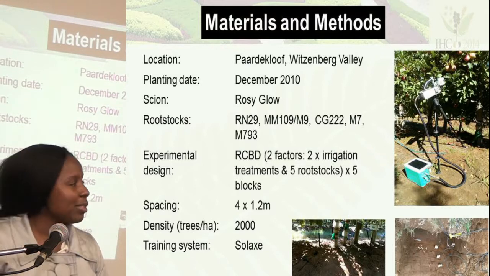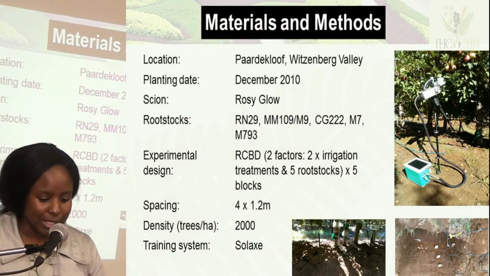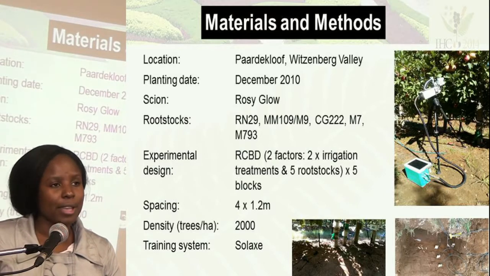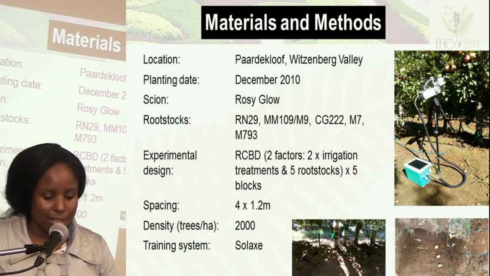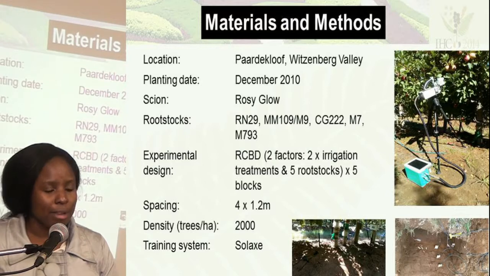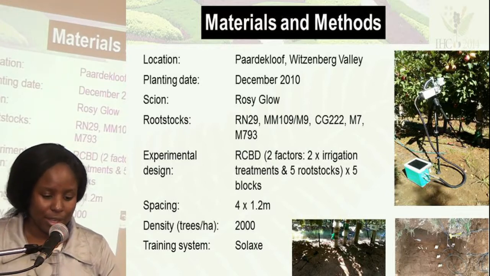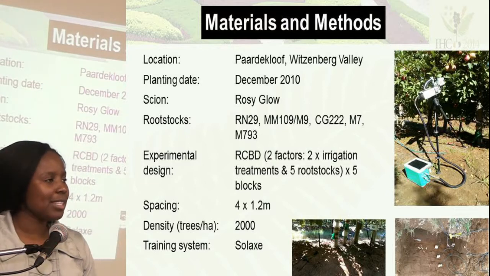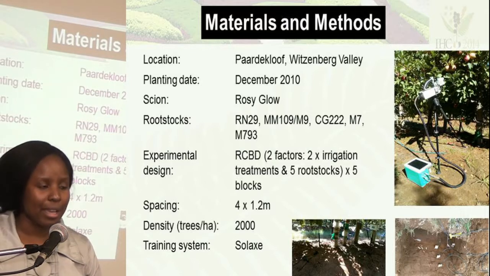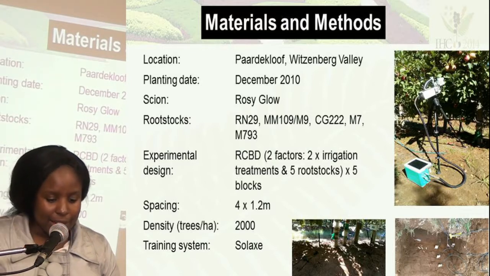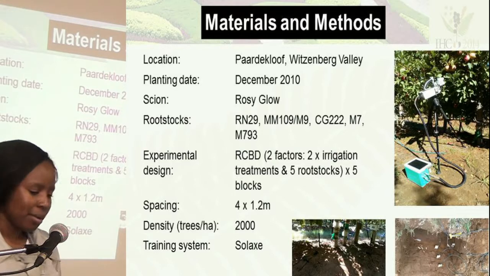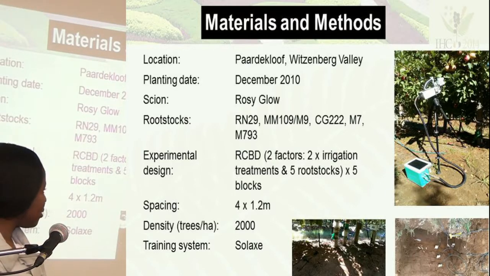The experimental design was a randomized complete block design with 2 factors, that is irrigation and rootstock, all in 5 different blocks. So we had 2 irrigation treatments. 25 trees were well watered, and then the other 25 trees were subjected to drought stress.